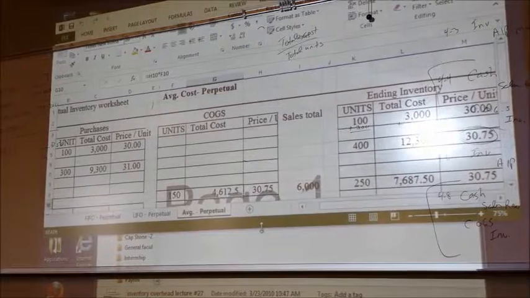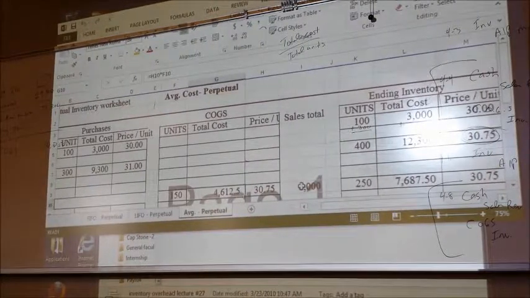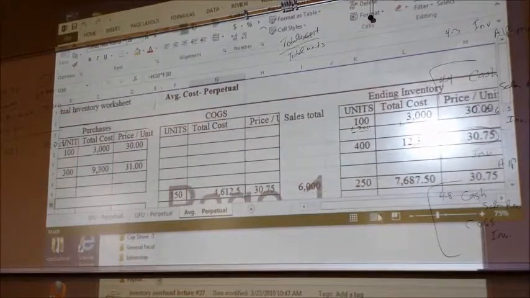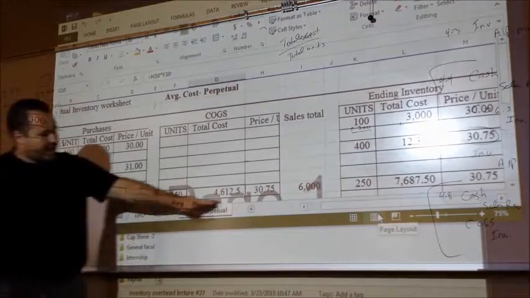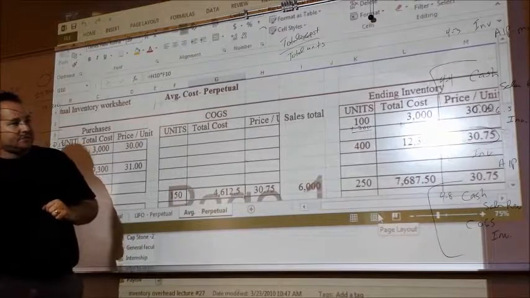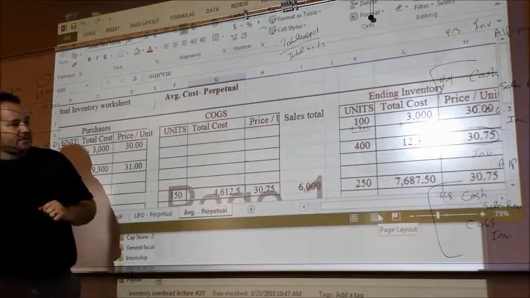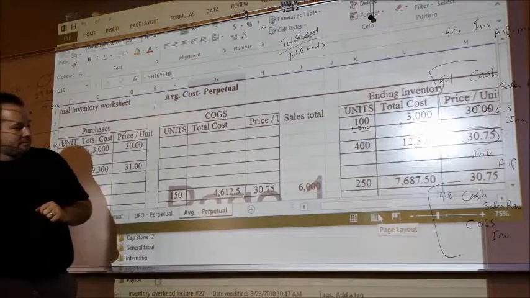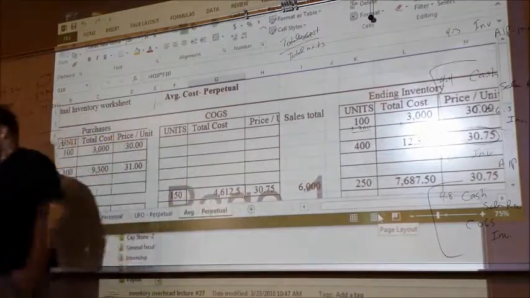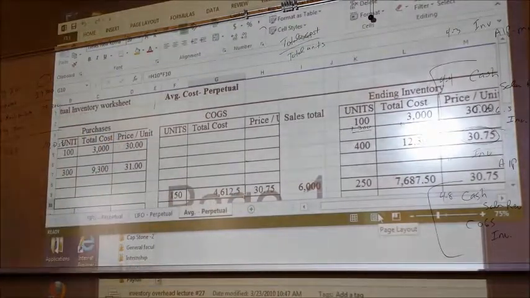When I go and sell 150 units now, those items cost me my brand new average cost that I just figured, $30.75. I sold 150 items, and it cost me $30.75 each.